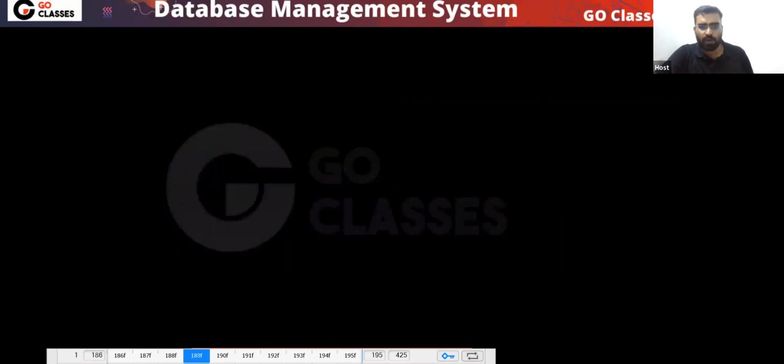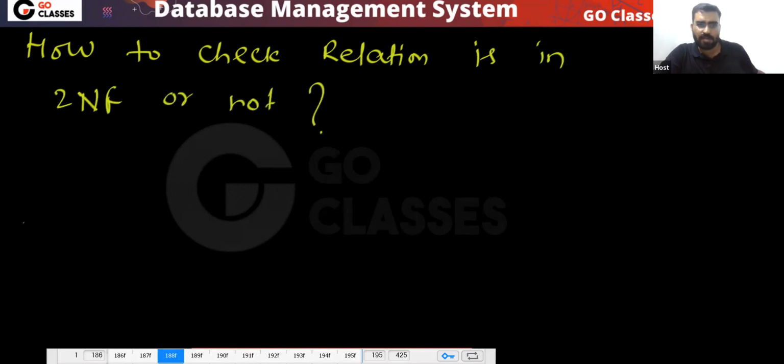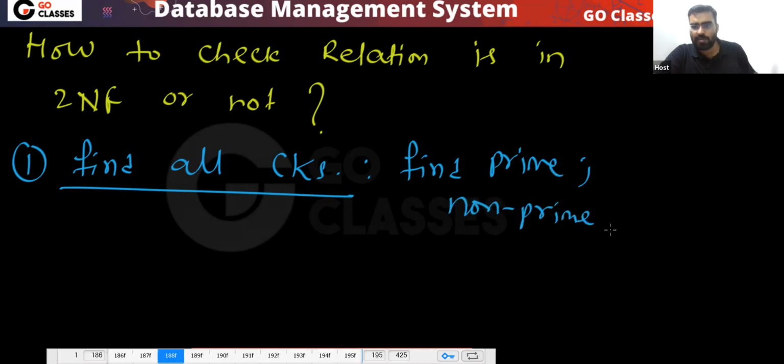This is very easy. So how to check whether a relation is in 2NF or not? Very simple, step 1: find all candidate keys. From this step, I can also say find prime and non-prime attributes. So you find these prime attributes and non-prime attributes.